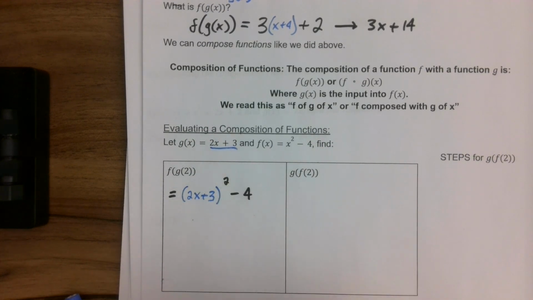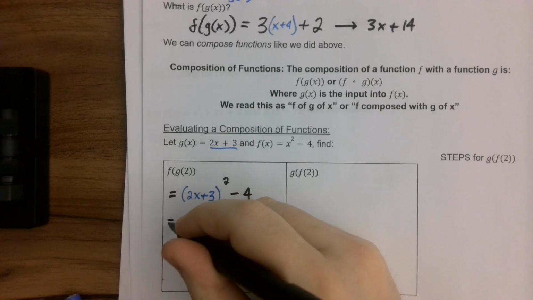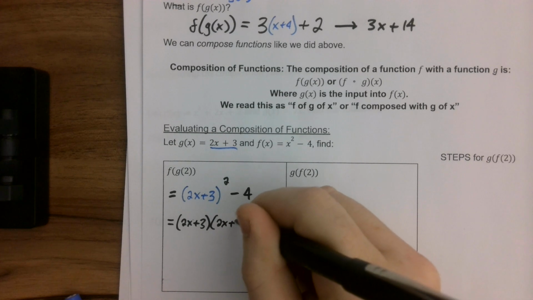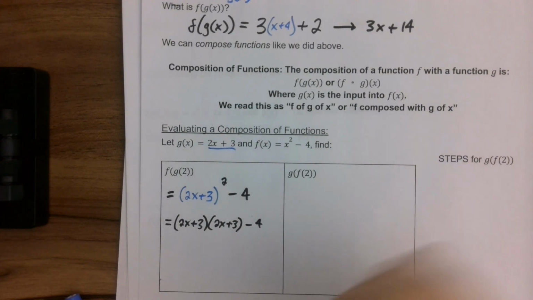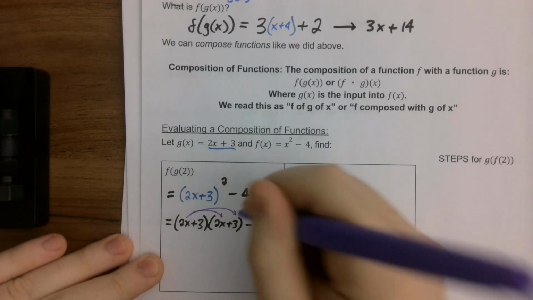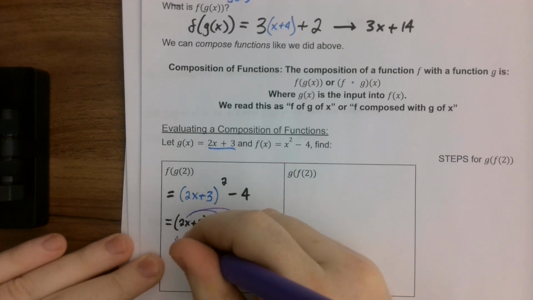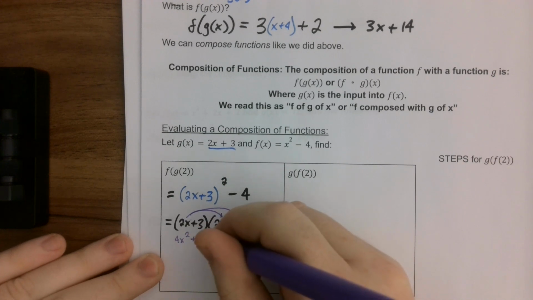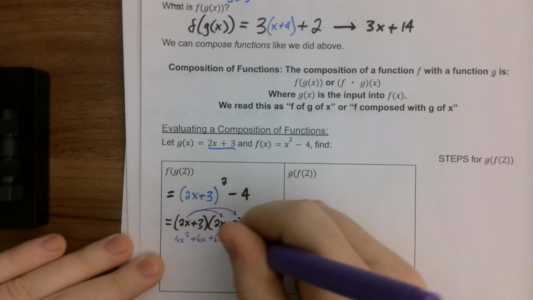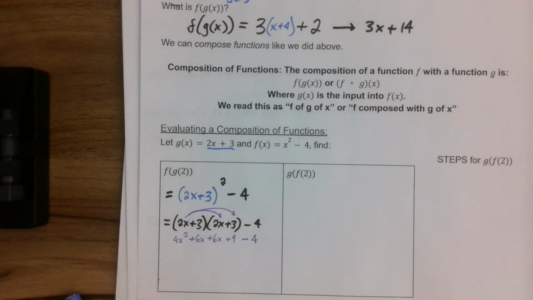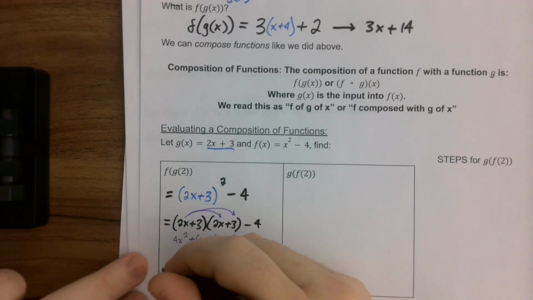To do 2x plus 3 squared, I recommend thinking of it more as 2x plus 3 times 2x plus 3, minus 4. We will have to actually FOIL this out, or double distribute. So 2x times 2x is 4x squared. 2x times 3 is 6x. 3 times 2x is another 6x. 3 times 3 is 9. And of course we have the minus 4 at the end. And when we combine like terms, we end up with the following.